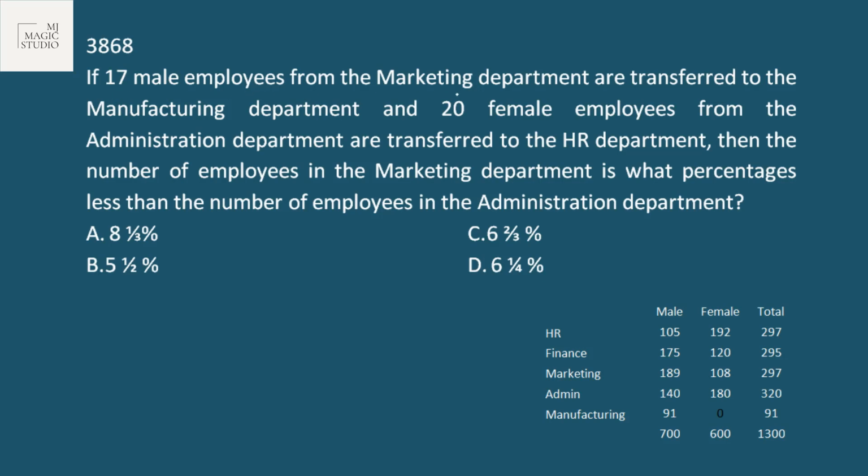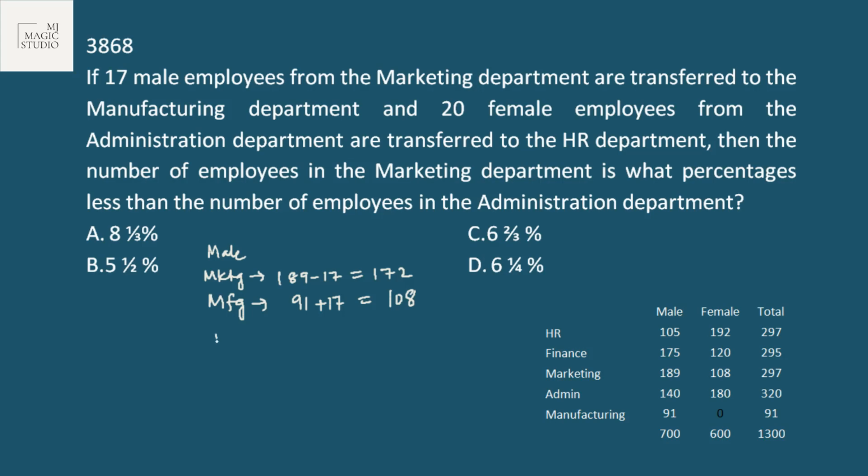If 17 male employees from marketing department are transferred to manufacturing department, let me first write the data given about male. Marketing department we have 189, 17 gone, so left with 172, and they are transferred to manufacturing. Manufacturing male are 91 plus 17, this will become 108.